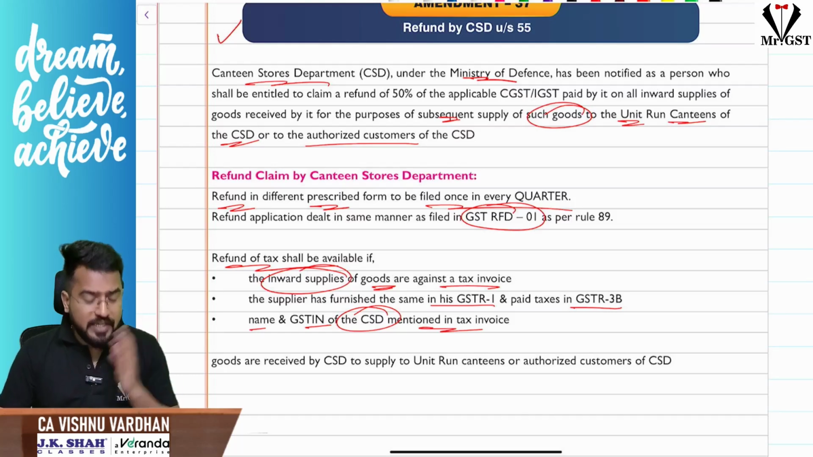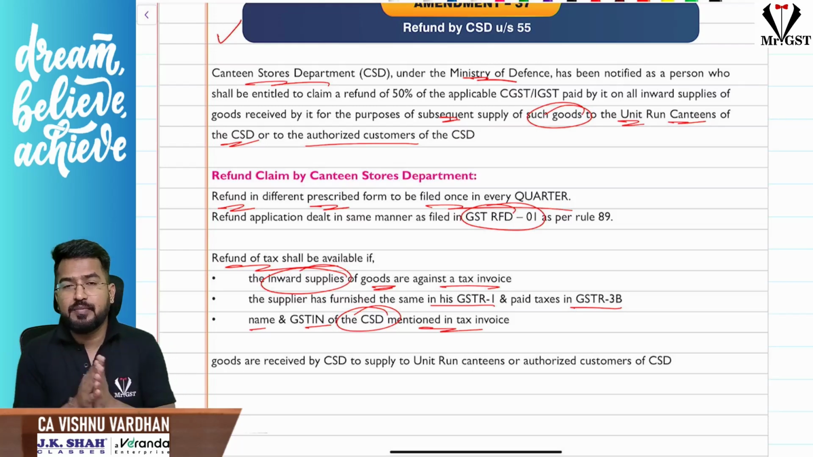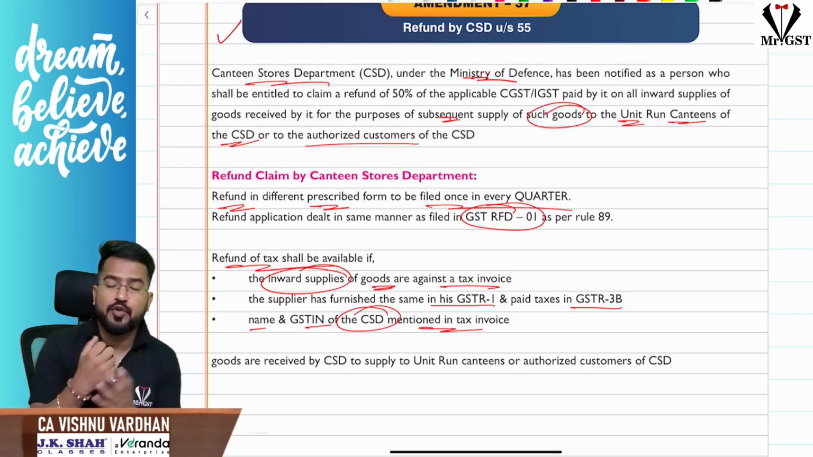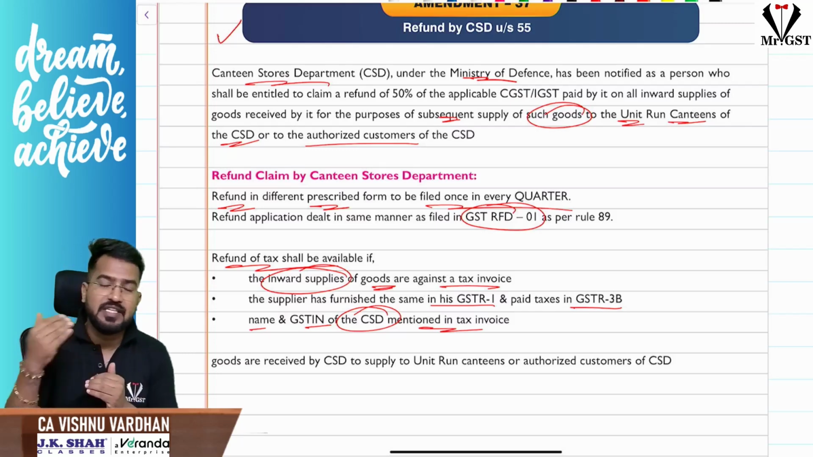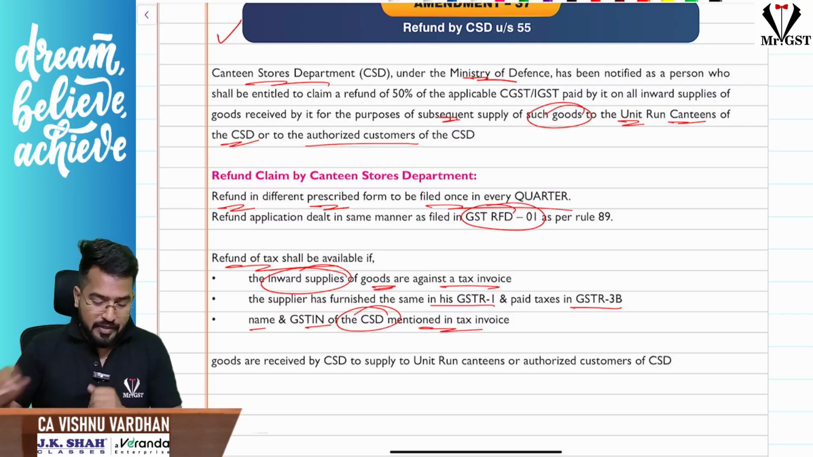Now there is a new case added for claiming refunds. A refund is also given for canteen stores departments which are under the Ministry of Defence. Whatever purchases they are making, on the inward supply of goods, whatever GST they have paid, that they would have claimed as ITC, and they can claim it as refund. That is the point here.